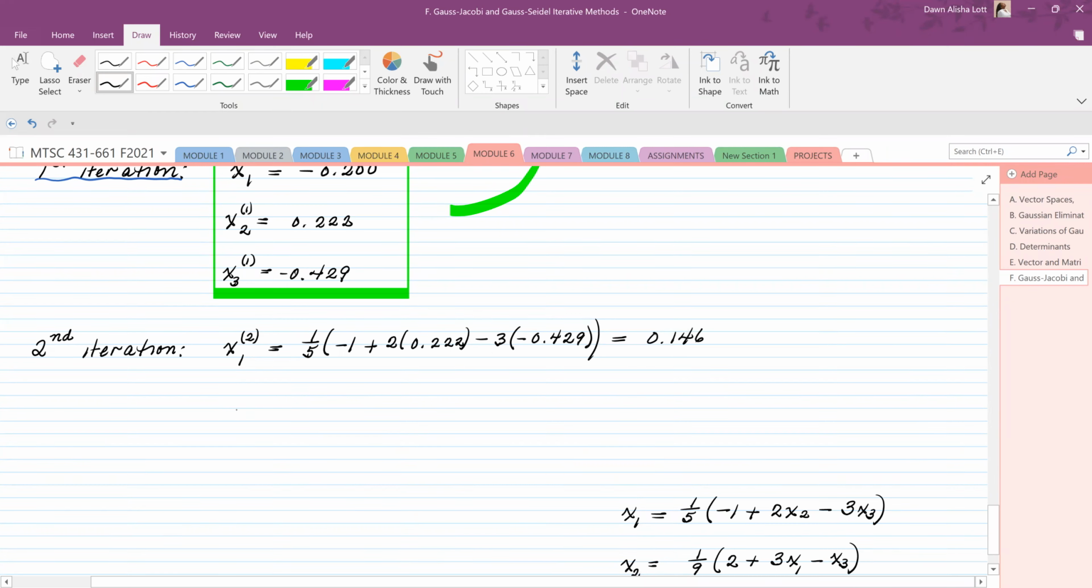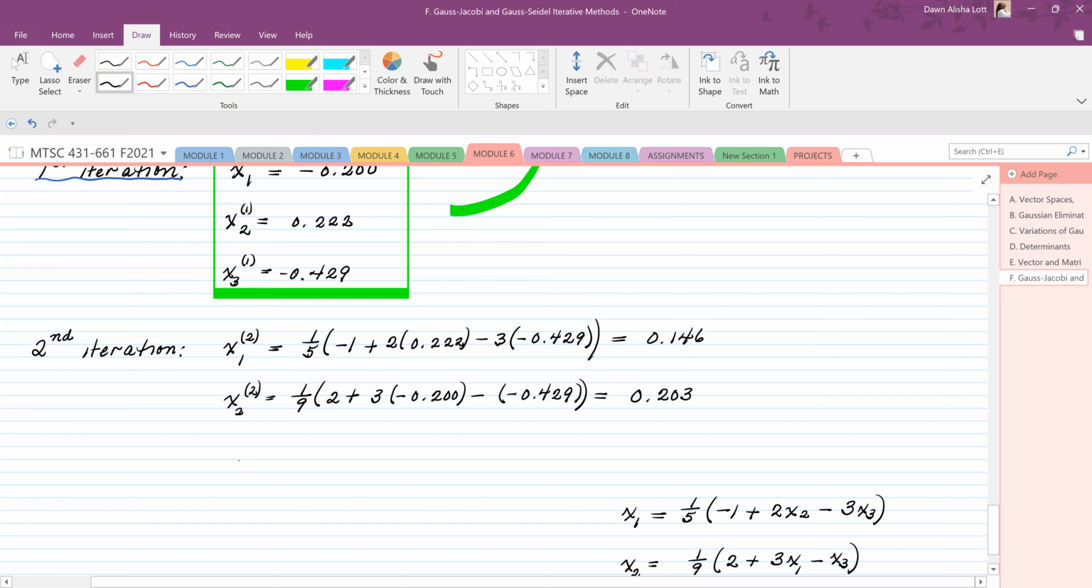And then x2, the second one, turns out to be 1/9 times 2 plus 3 times negative 0.200, because that's the first one, minus x3. So minus a negative 0.429. And that turns out to be 0.203.